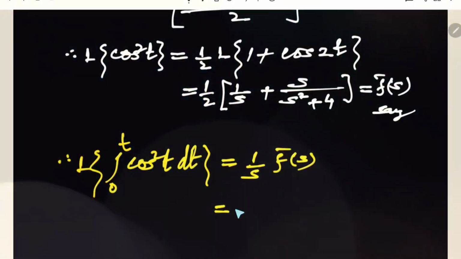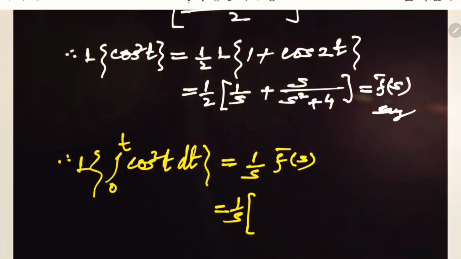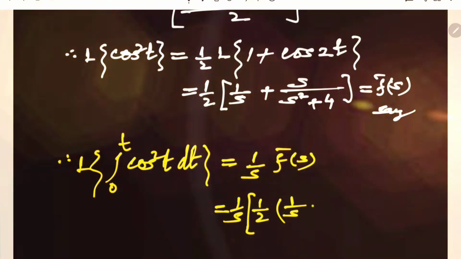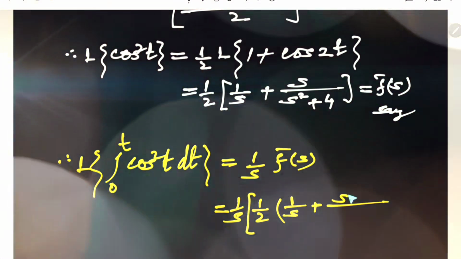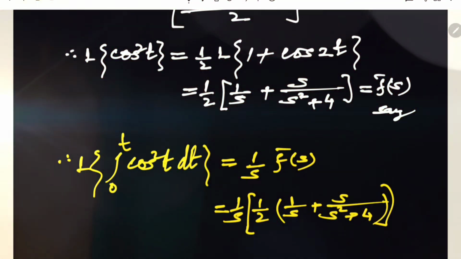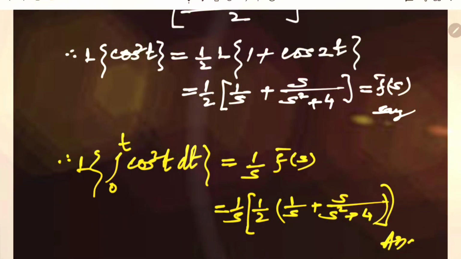I have considered a very simple example to know the basic of this theorem. Therefore, 1 by s into 1 by 2, 1 by s plus s upon s square plus 4 is the required answer.